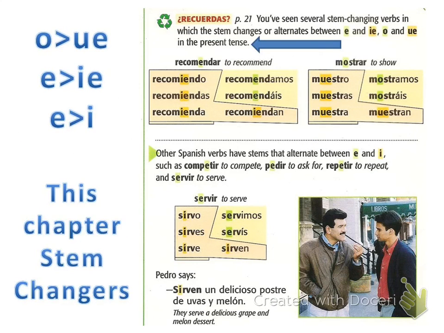So just to recap, all these verbs follow 3 different families, or 3 different stem changes: O to UE, E to IE, and E to I. And for this chapter, we're only going to be talking about stem changing verbs. So not all verbs are going to be stem changers, but for this chapter specifically, all of them will make a change.